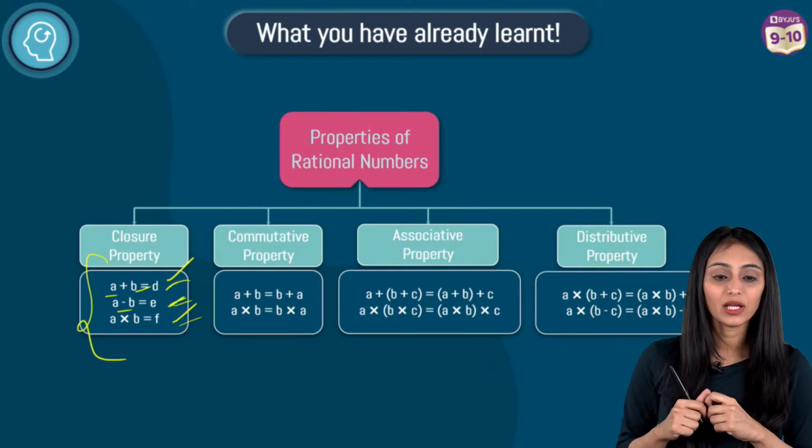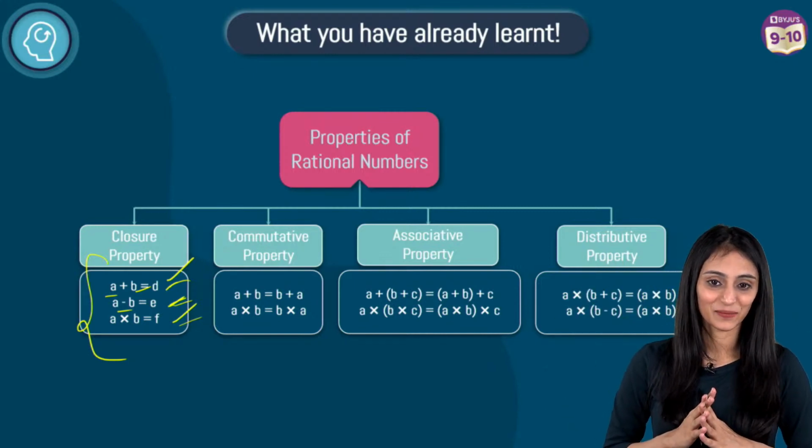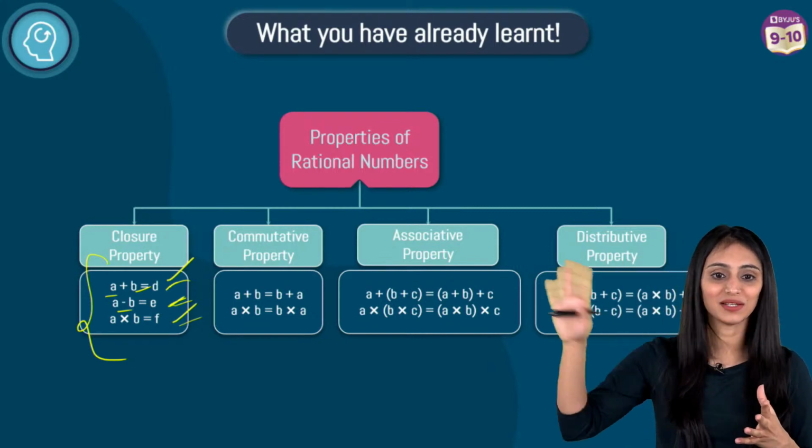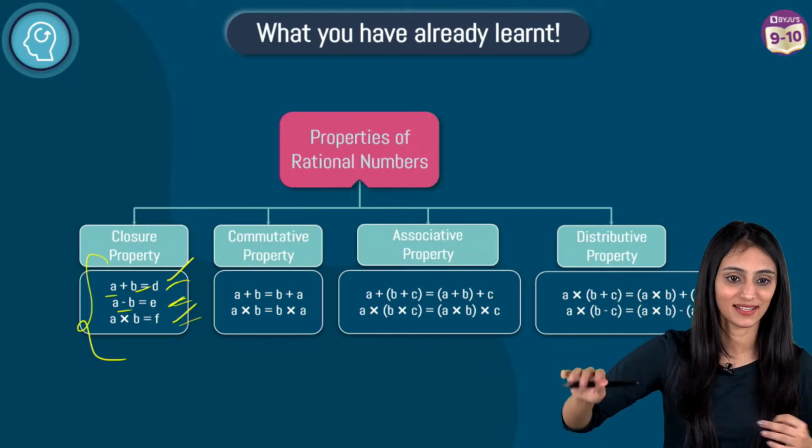Yes. Real numbers includes everything, right? It includes everything, rational, irrational, all the numbers. Decimals, fractions, everything.